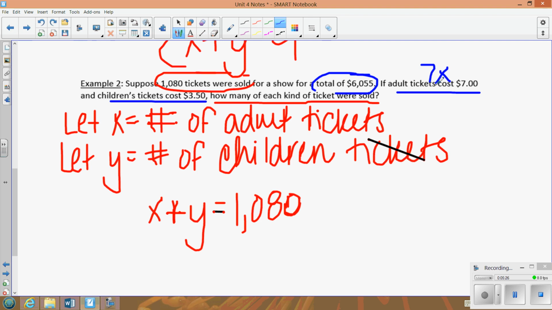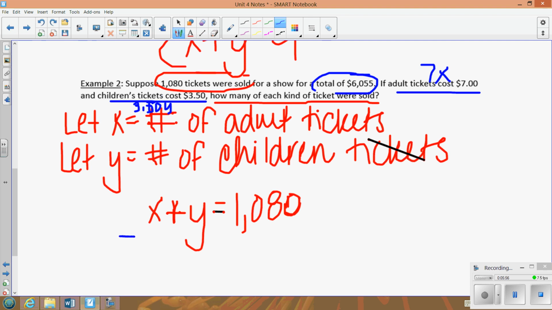So 7 times x would tell me how much money I'm making from adult tickets. Children's tickets would be $3.50 times the number of children's tickets, which is y. $3.50 times the number of children's tickets would tell us how much total money we made in children's tickets. And remember, the total with children's tickets and adult tickets added together has to come to $6,055.